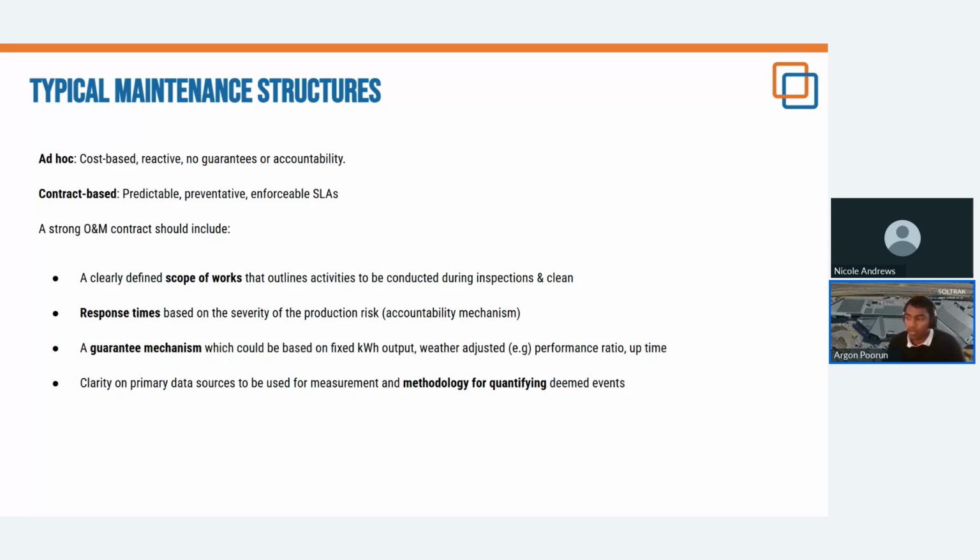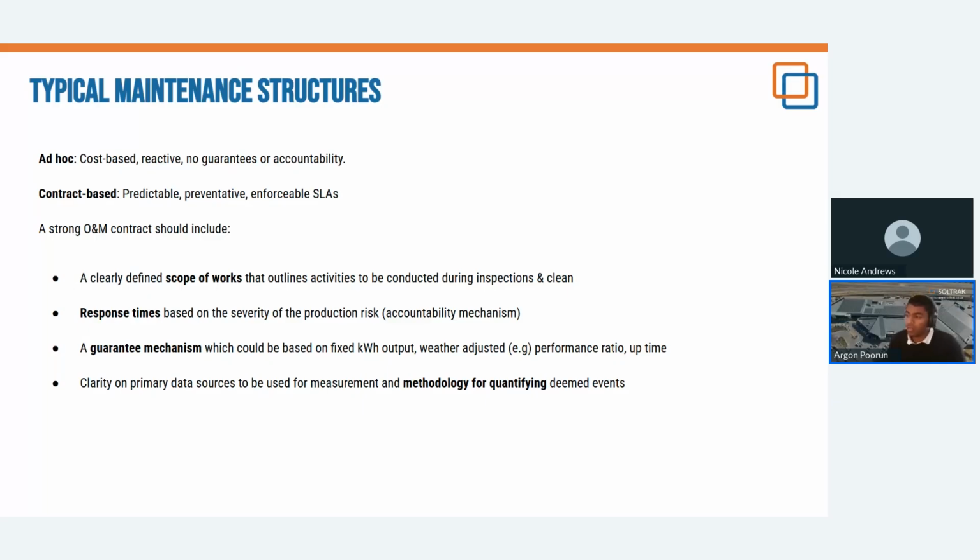Then we have weather adjusted mechanisms. A very common one is performance ratio. It's different to fixed energy output because this guarantee would vary based on the irradiance in a given month or over a given annual period. So if, for example, the irradiance was less for a given month, the guaranteed energy would be less. And basically a metric like performance ratio is taking that into account.